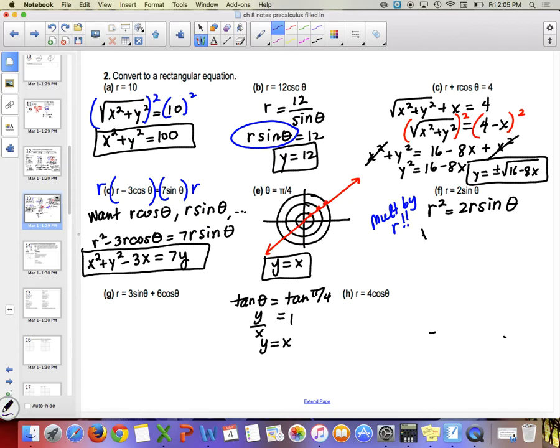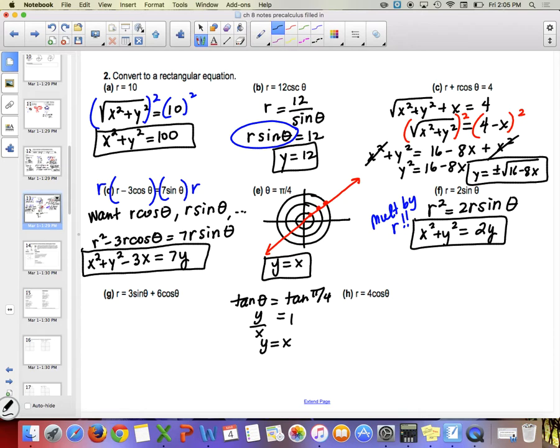All right, so we end up getting x squared plus y squared equals 2 times y. That's it. That's another one where it's kind of difficult to solve for y, so we'll just leave it. I'm pretty lenient on those.